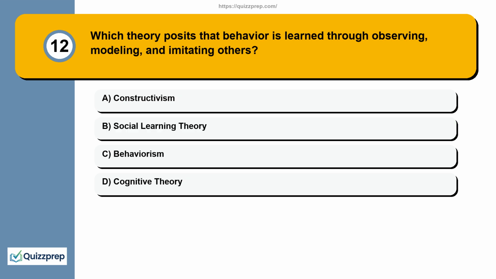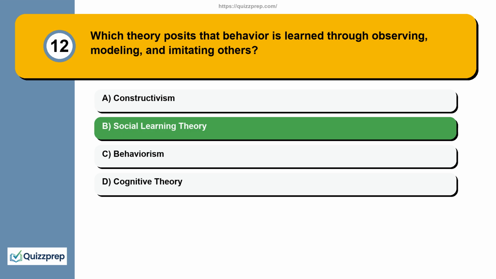Question 12. Which theory posits that behavior is learned through observing, modeling, and imitating others? Here are your options. Option A. Constructivism. Option B. Social learning theory. Option C. Behaviorism. Option D. Cognitive theory. The correct answer is option B.